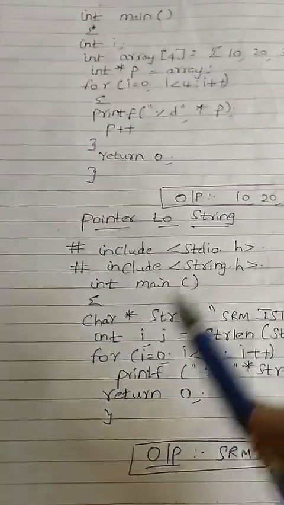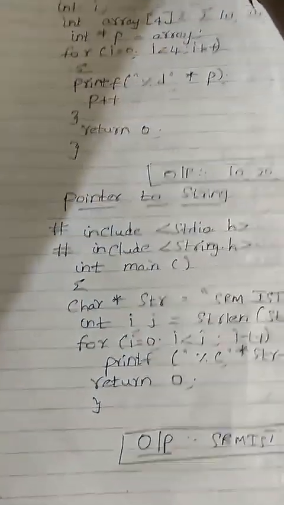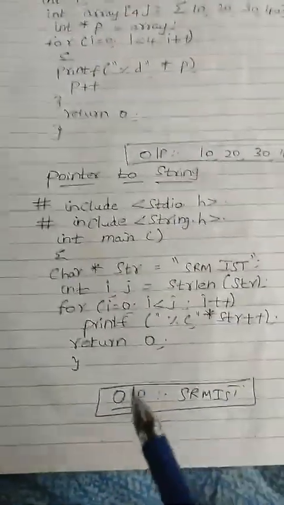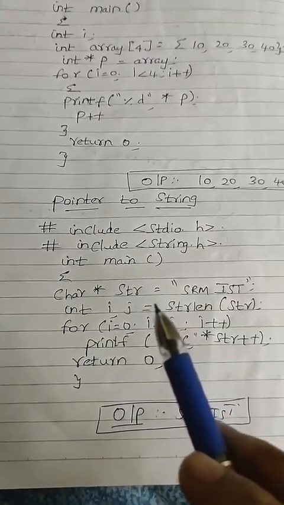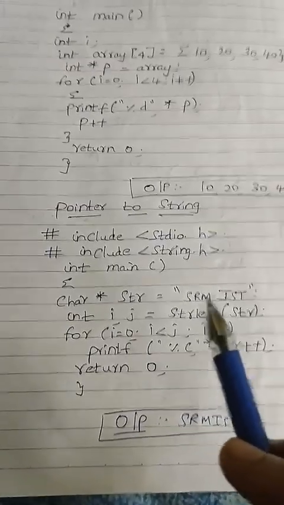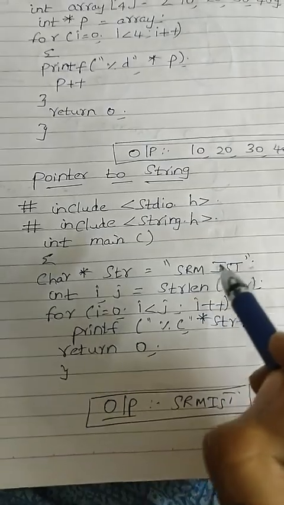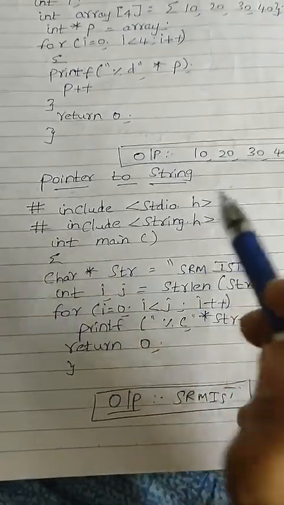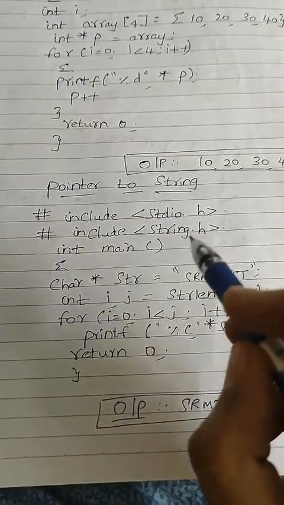Okay, next is the pointer to string. I already explained what a string is. Now I am moving into the code. In this code, str represents the string pointer that is declared and stores the string "srm ist". This pointer stores the string srm ist.